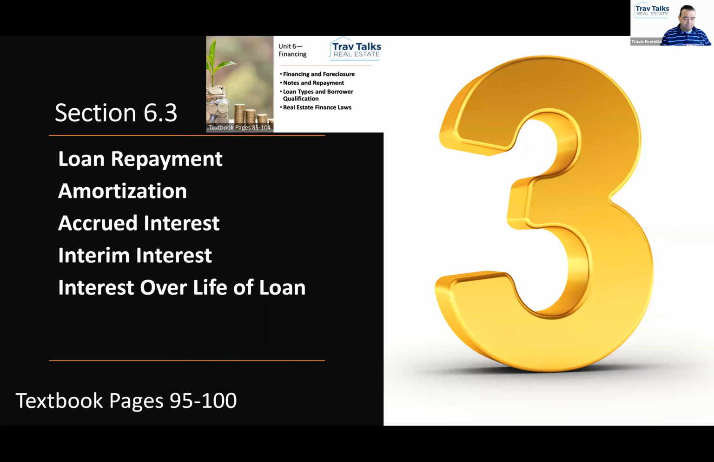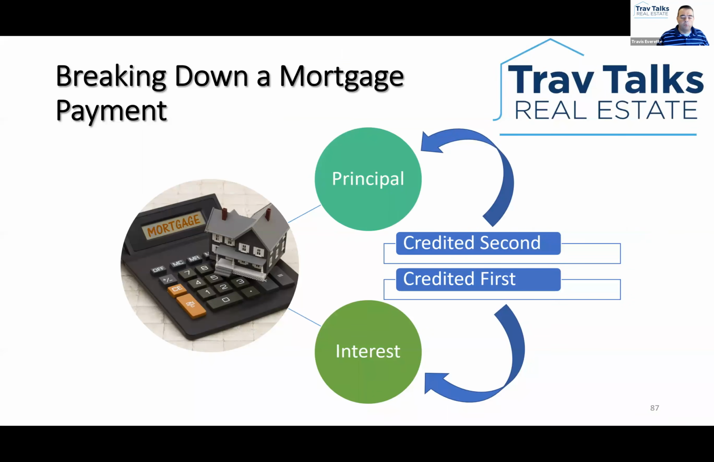So 6.3 is all about paying the money back. That's what we're getting into now, is we've made the loan. That's the whole, let's get a promissory note in place. Let's do lien theory or title theory for the collateral. All of that's been nailed down. Now we're talking about repayment.